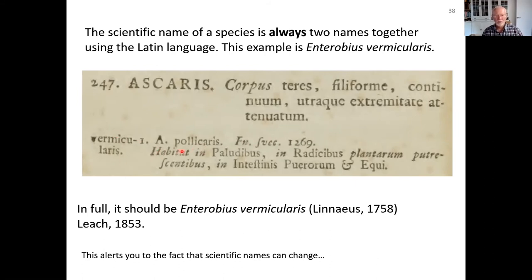But his description of the common pinworm says, habitat, it lives in swamps, and it lives in the roots of rotting plants and in the intestines of children and horses. So his concept of Enterobius vermicularis is not quite the same as ours. In 1853, somebody called Leach said, look, this cannot be left in the genus Ascaris. We have to find a new genus for it. We have to take vermicularis and put it in a new genus, which Leach called Enterobius. So the name now is Enterobius vermicularis in brackets, Linnaeus 1758, which indicates that Linnaeus placed it in a different genus. Then Leach 1853 to indicate that it's now in the genus Enterobius.